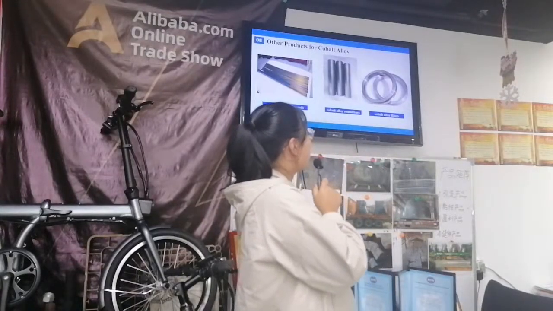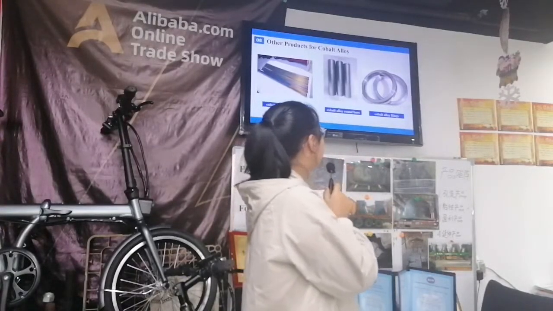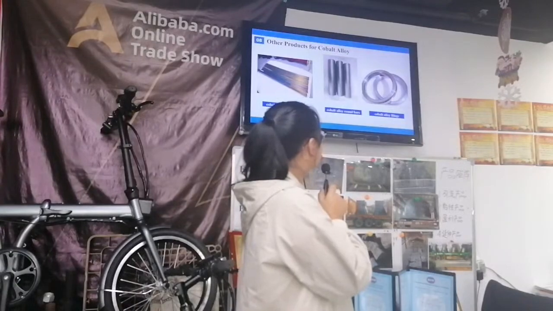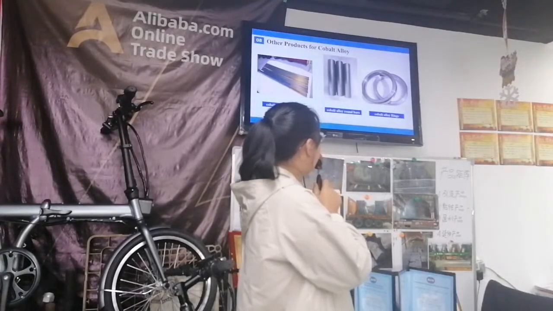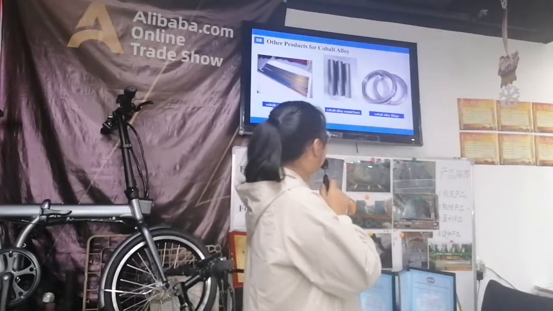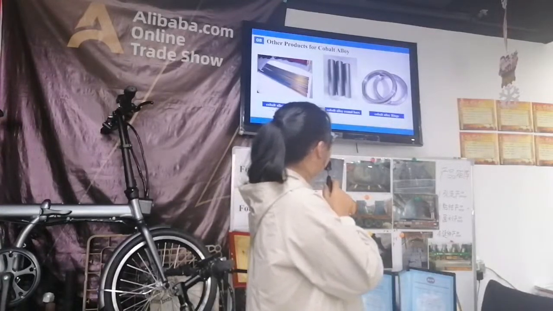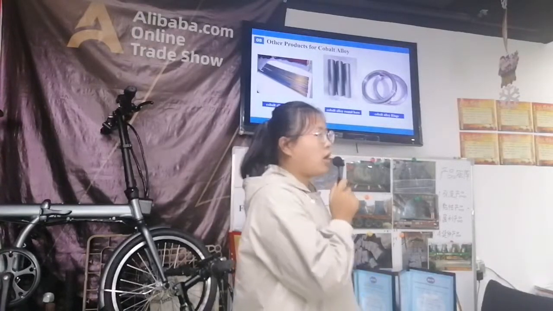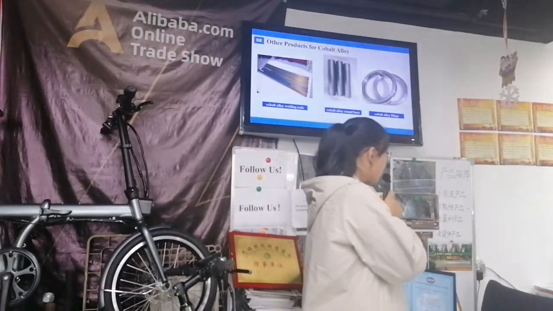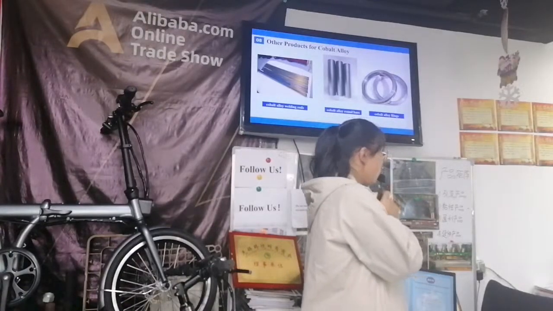Here are other products from cobalt alloy. The first one is cobalt alloy welding rods. The second one is cobalt alloy round bars. The last one is cobalt alloy rings.